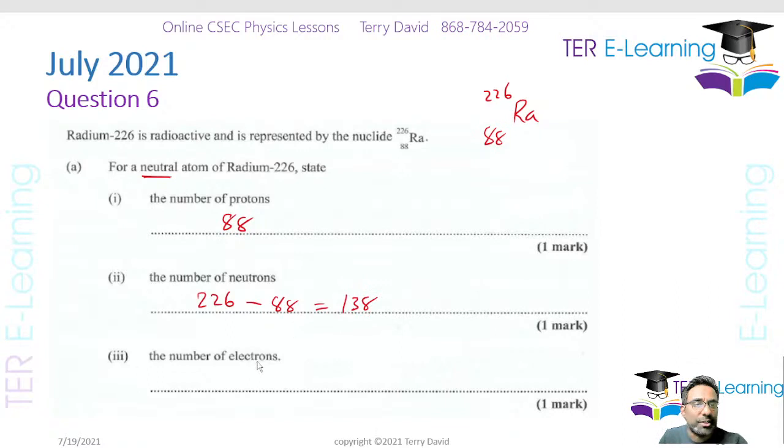And the number of electrons. They said it's a neutral atom, so therefore the number of electrons has to be the same thing, 88. Most of you should have been able to get that.